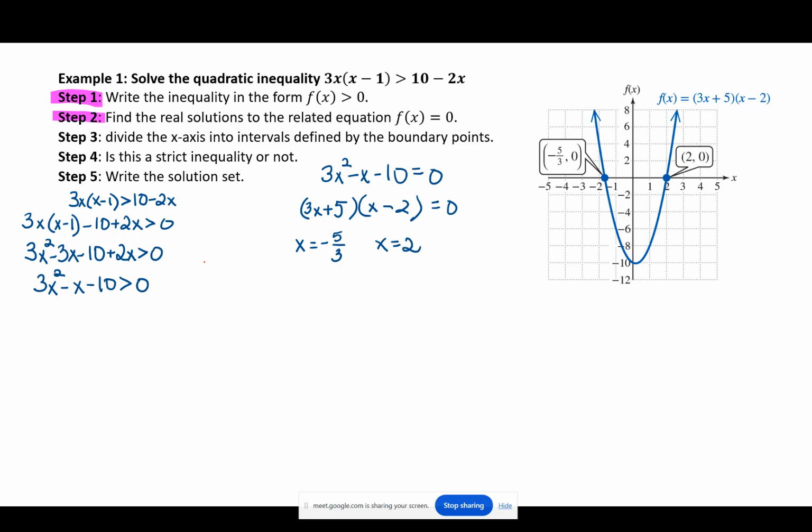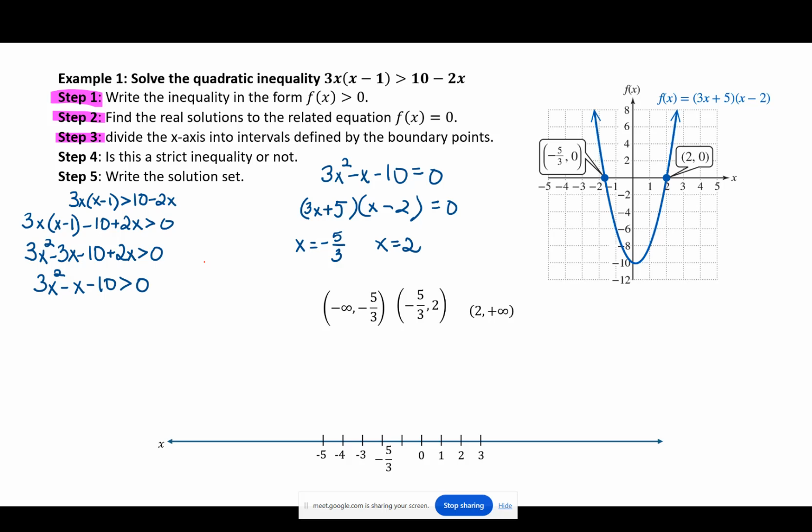So we found those zeros, so we know we're going to divide the x-axis into intervals defined by the boundary points. So the zeros are going to be the boundary points here. We're going to look at the interval from negative infinity up to negative 5/3. And then the interval from -5/3 up to 2. And then the interval from 2 to infinity. And we're going to see what the sign of the function is, because we want to know when is the function greater than 0, when is it positive.